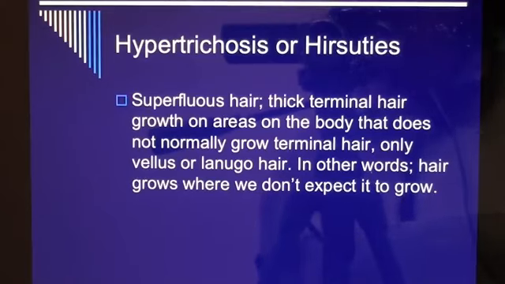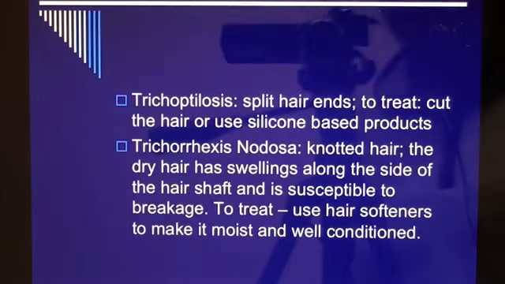Hypertrichosis or Hirsuties is superfluous hair, thick terminal hair growth on areas of the body that does not normally grow terminal hair, only vellus or lanugo hair. In other words, hair grows where we don't expect it to grow.